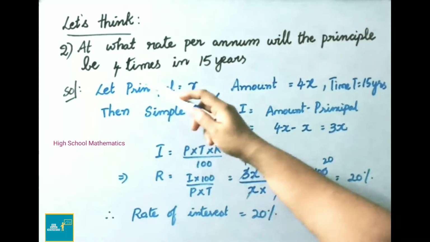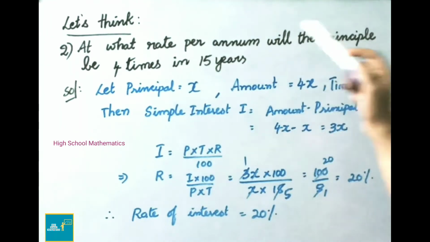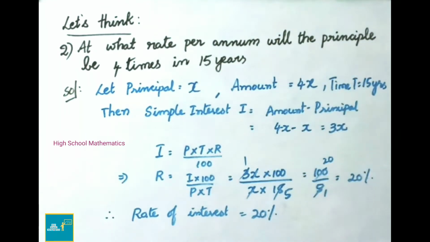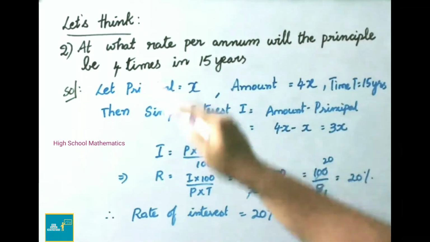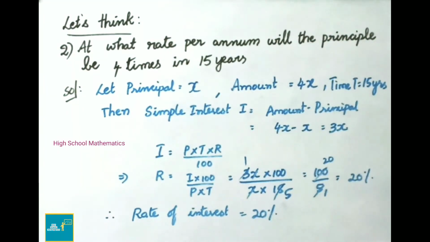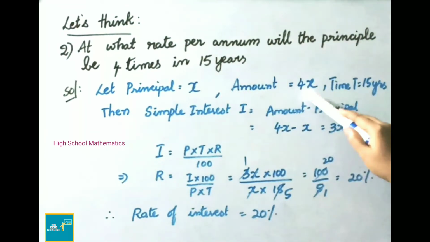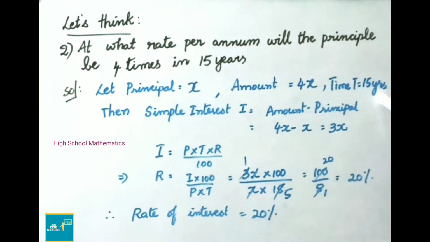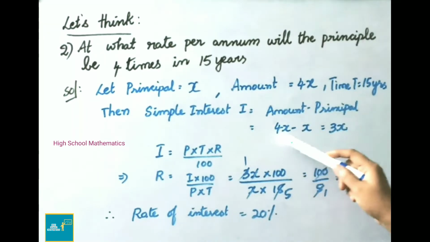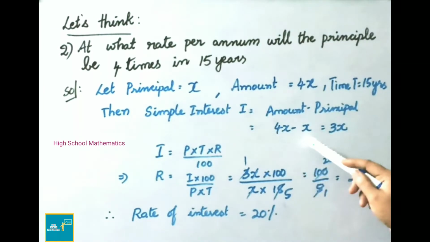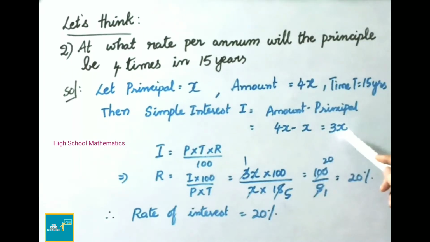See now second sum. At what rate per annum will the principal become 4 times in 15 years? Let us see the solution. Let principal amount be equal to x. They have given principal becomes 4 times in 15 years. So amount we have taken as 4 times the principal, that is 4x. And time T equals 15 years. Then simple interest I is equal to amount minus principal, that equals 4x minus x, that is 3x.